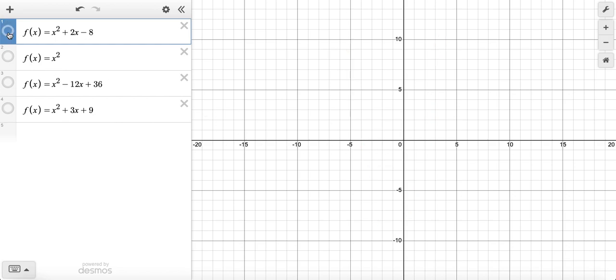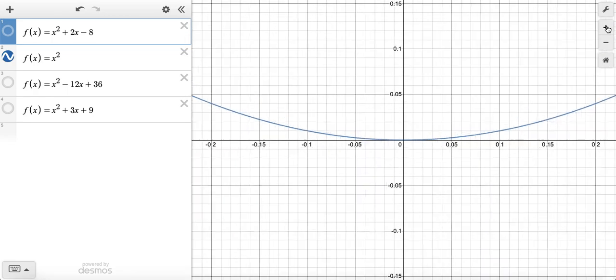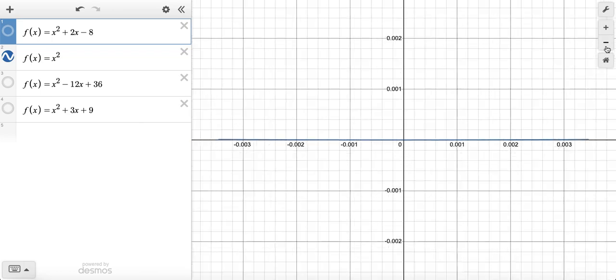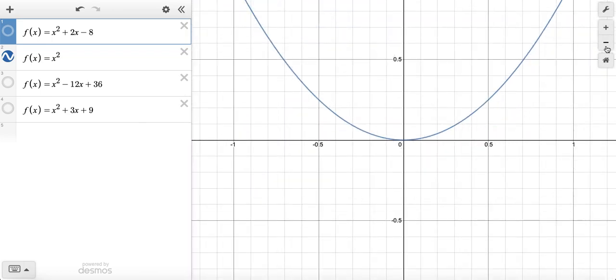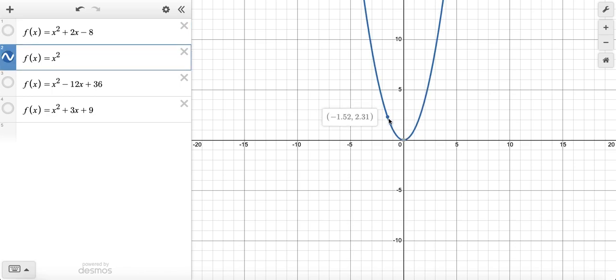However, if I switch to my second one, here's a situation where there's only 1 x-intercept. If I zoom in here, you'll see that it's getting to the decimals, but you'll see that there is only 1 x-intercept. Let me get back to the norm here. And that is at the point 0, 0, the origin.